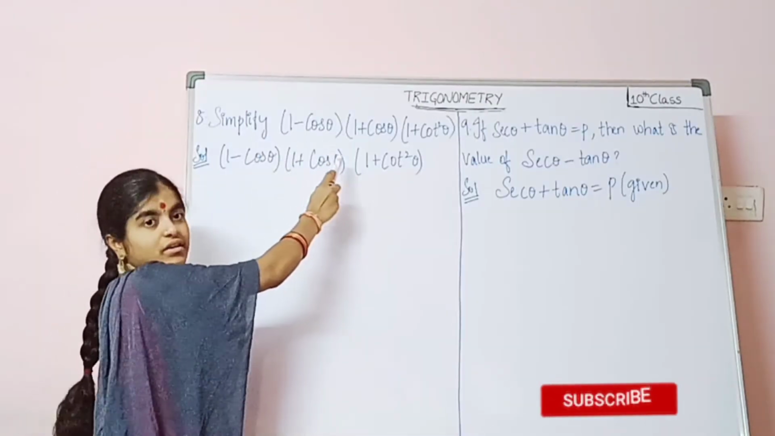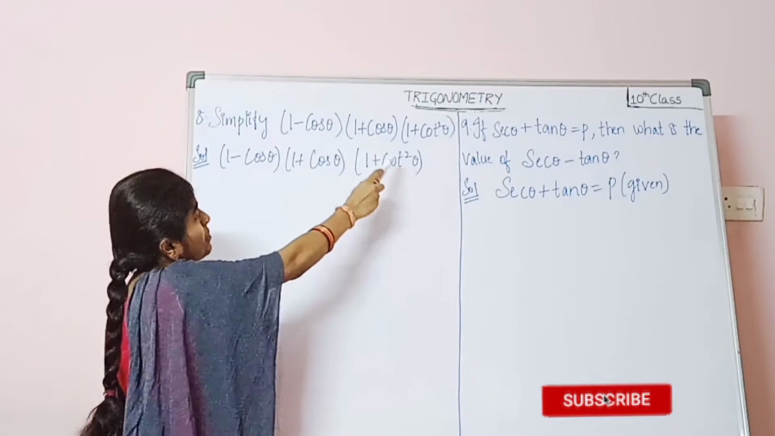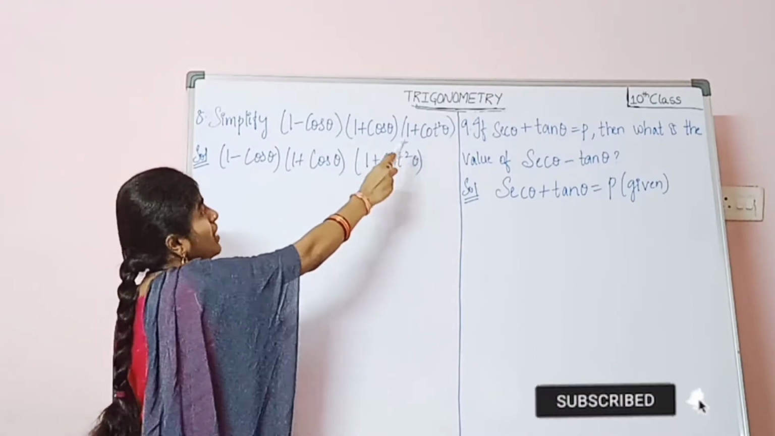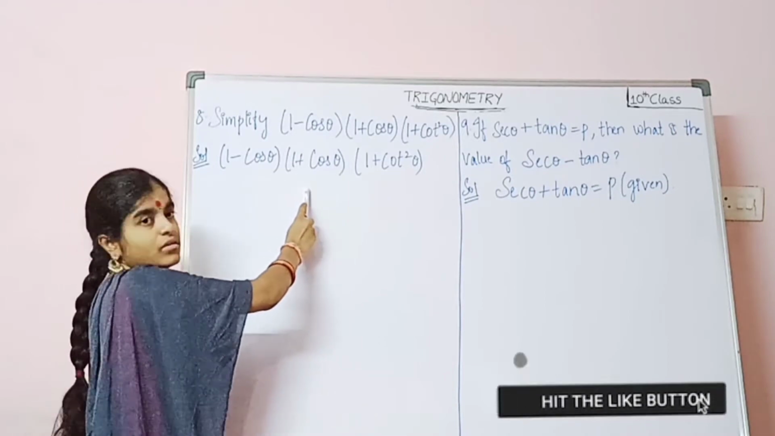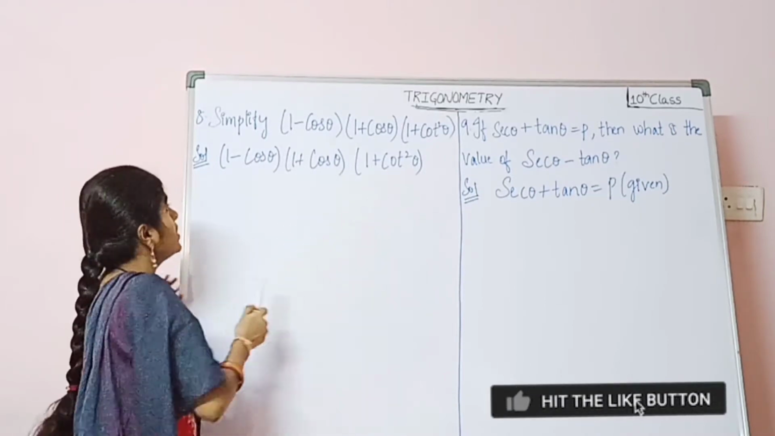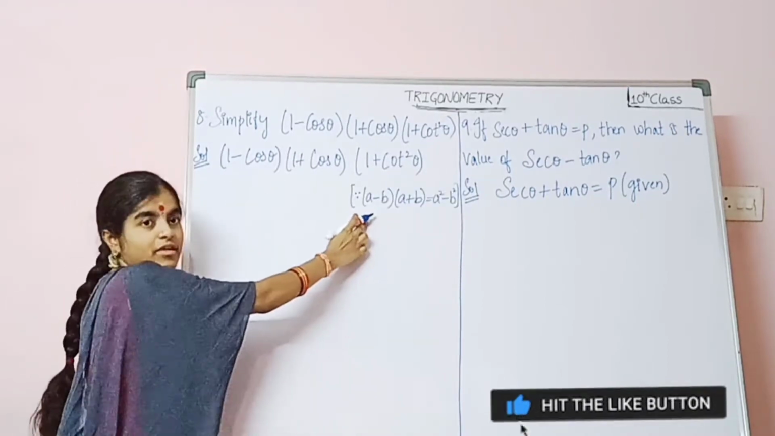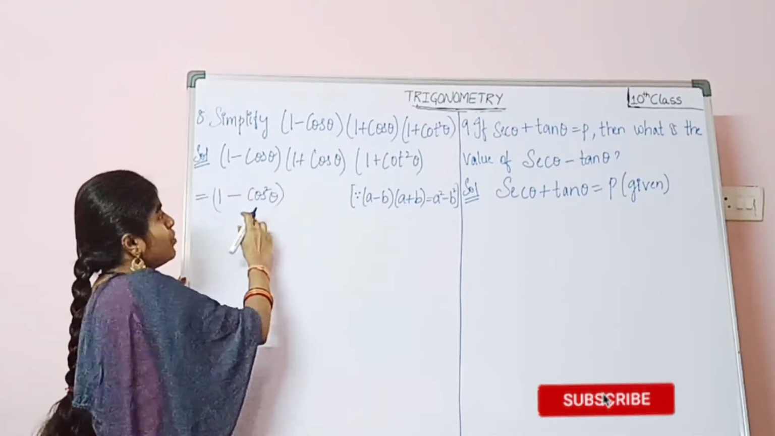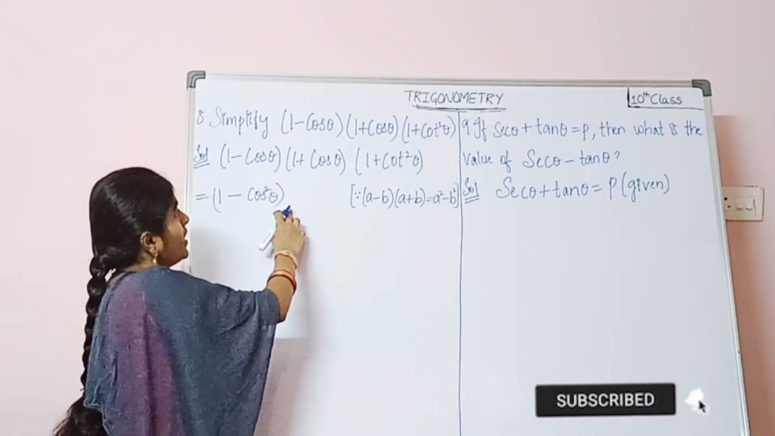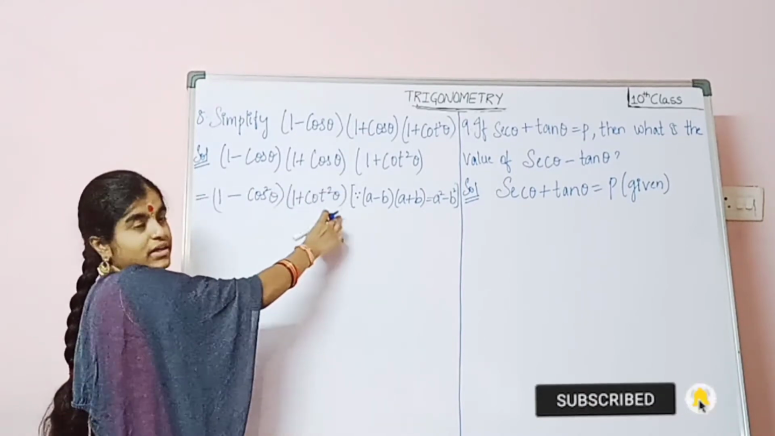Take the problem. Simplify (1 minus cos theta) into (1 plus cos theta) into (1 plus cot square theta). So what is given here? (1 minus cos theta) into (1 plus cos theta) into (1 plus cot square theta). This is in the form of (a minus b) into (a plus b), which equals a square minus b square. That equals (1 minus cos square theta) into (1 plus cot square theta) as it is.